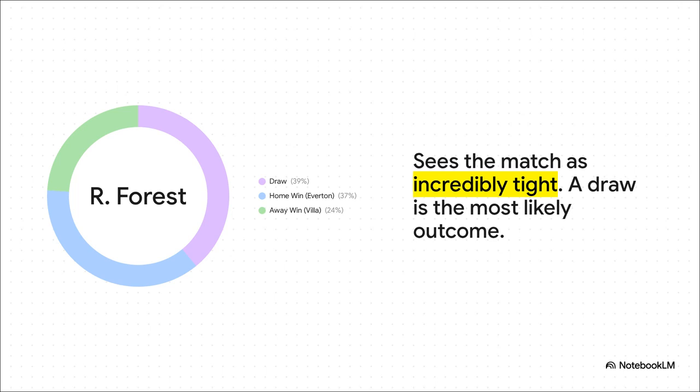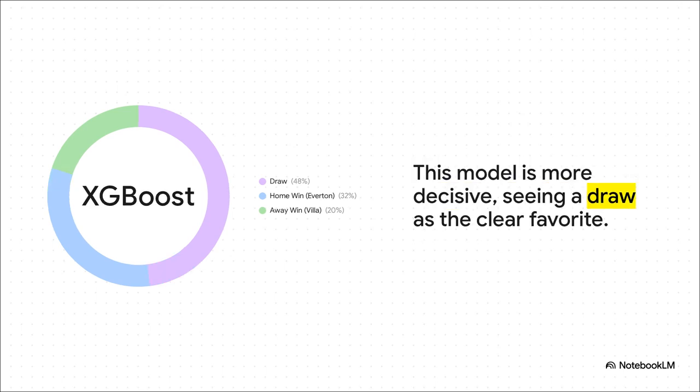And this committee is pretty torn. It gives the slightest edge to a draw at 39%, but an Everton home win is right on its heels. So basically, this model is saying it's a total toss-up. Next up, we've got XG Boost. This one's known for being a bit more decisive. It doesn't sit on the fence.